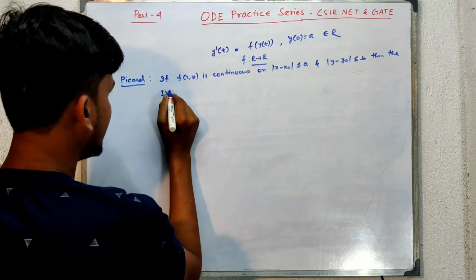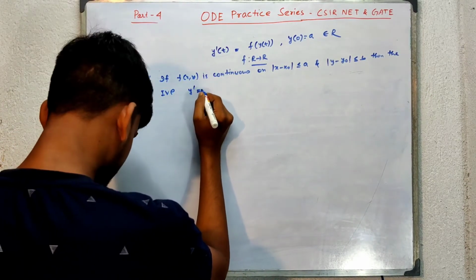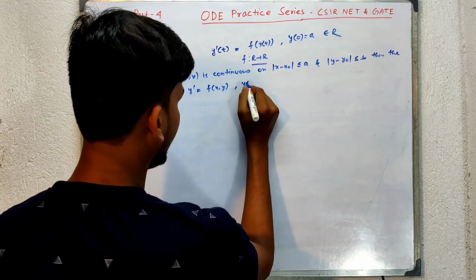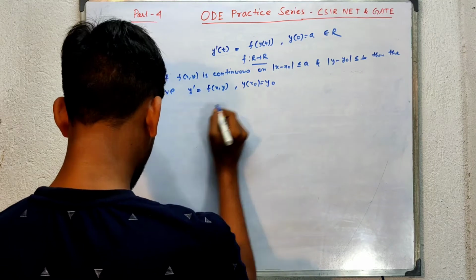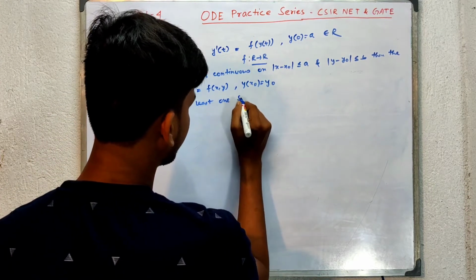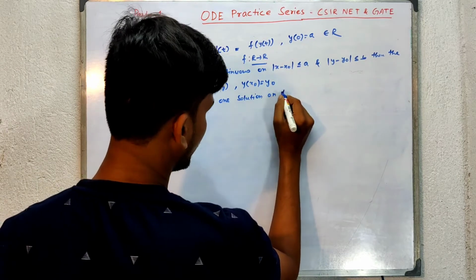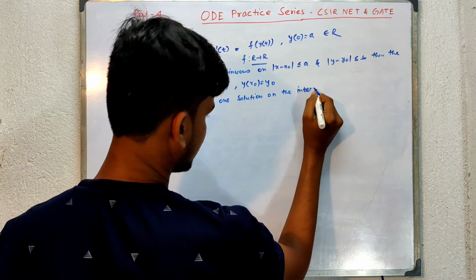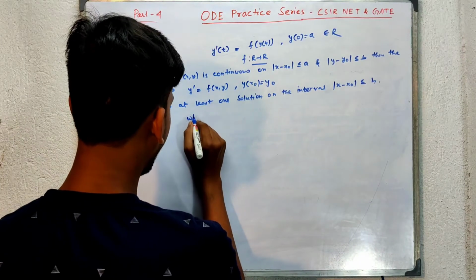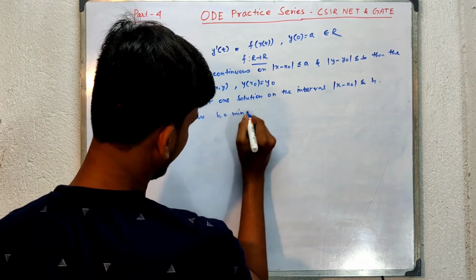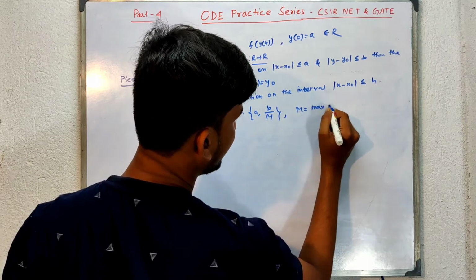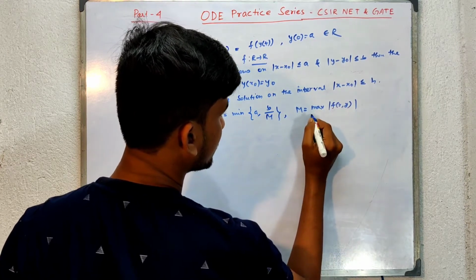the IVP, that is the initial value problem, y' = f(x,y), y(x0) = y0 has at least one solution on the interval |x - x0| ≤ h, where h = min(a, b/M), and M is the maximum of |f(x,y)| on the rectangle.